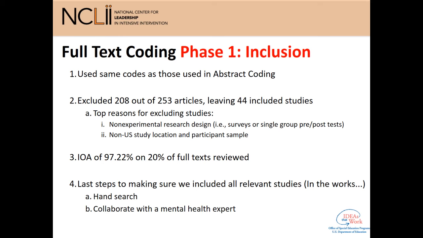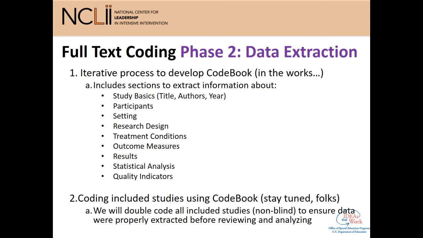And the last step now is we're making sure that we have all the relevant ones, like I said. So we're going through, we're hand searching, we're collaborating with a mental health expert, and then also going through other reviews that have been done. For instance, people have recently conducted mental health reviews in urban settings or other different types of inclusion and exclusion criteria. So we're making sure we have all of those relevant texts as well. And now 44, like I said, but even that's changing as we're going through the articles a little bit more.